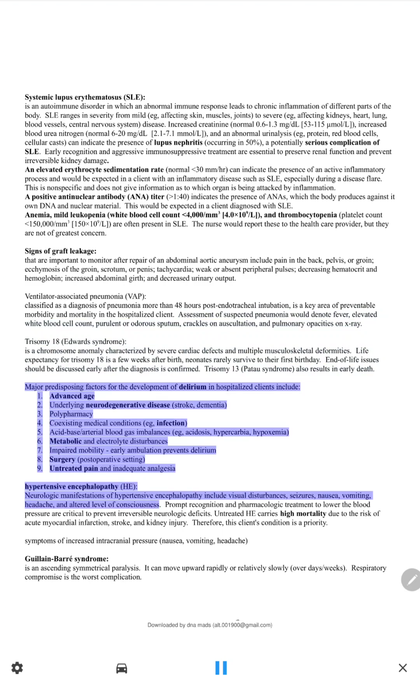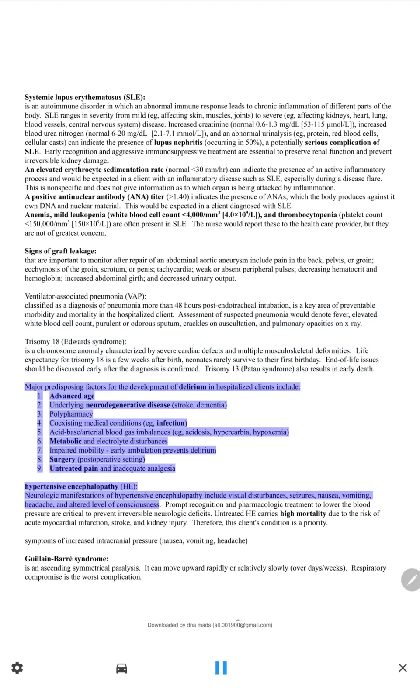Major predisposing factors for the development of delirium in hospitalized clients include: 1. Advanced age. 2. Underlying neurodegenerative disease, stroke, dementia. 3. Polypharmacy. 4. Coexisting medical conditions, e.g., infection. 5. Acid-base arterial blood gas imbalances, e.g., acidosis, hypercarbia, hypoxemia. 6. Metabolic and electrolyte disturbances. 7. Impaired mobility, early ambulation prevents delirium. 8. Surgery, postoperative setting. 9. Untreated pain and inadequate analgesia.